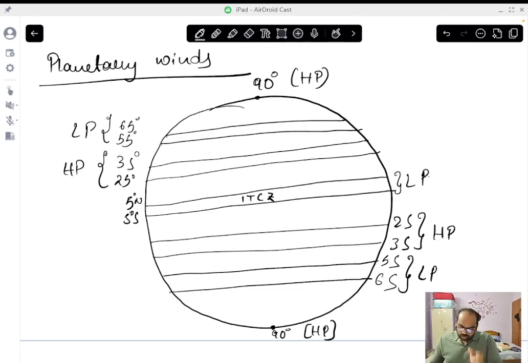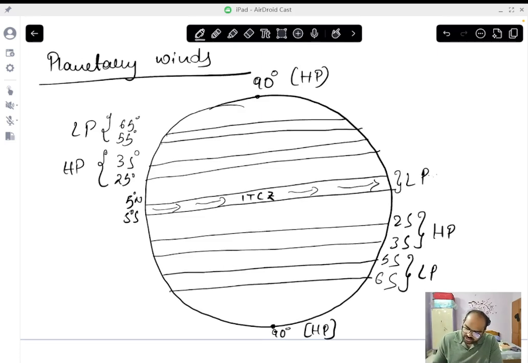Whenever sun rays are falling vertically on the equator, ITCZ develops where there will be intense low pressure, and winds in the equatorial region will blow from west to east. West to east. Why? There is no Coriolis force at the equator, so there is no deflection, and winds blow from west to east, and these winds are called doldrums or equatorial westerlies.